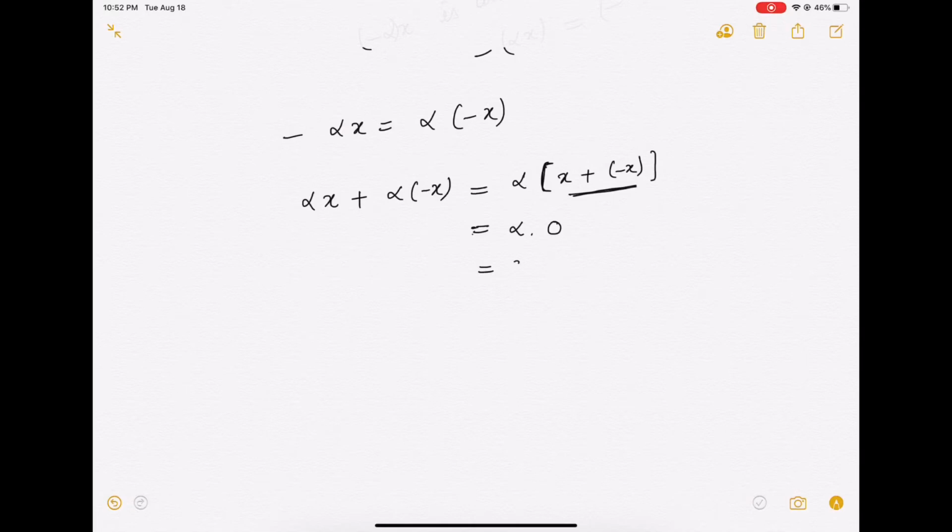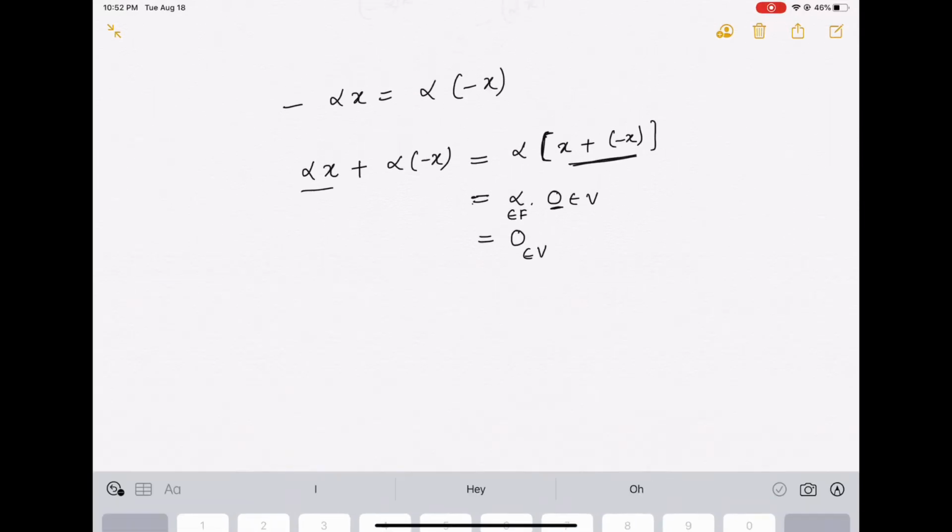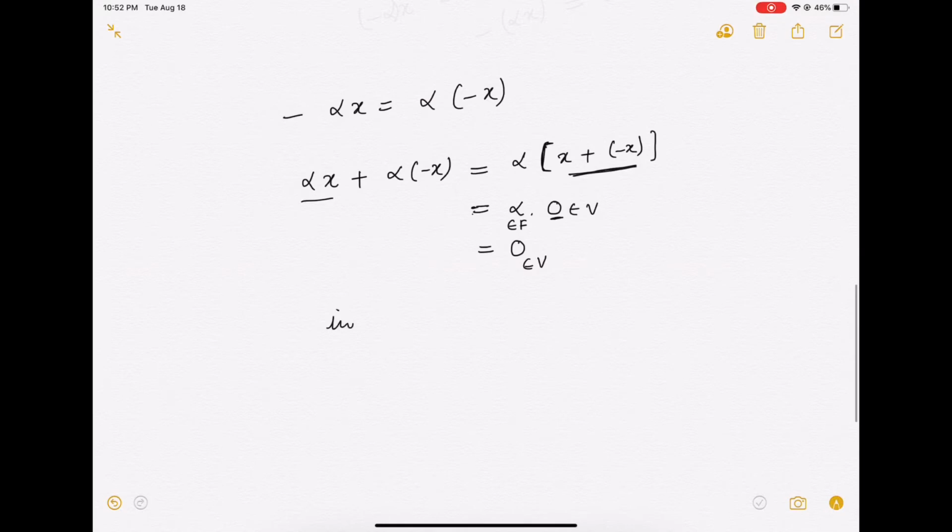Now alpha dot 0 is 0. Again this 0 belongs to vector and this 0 belongs to field, but their product is 0, that belongs to vector space V. So alpha x operated on alpha minus x, we get an identity element. It means inverse of alpha x is alpha minus x. That means minus alpha x is equal to alpha minus x.